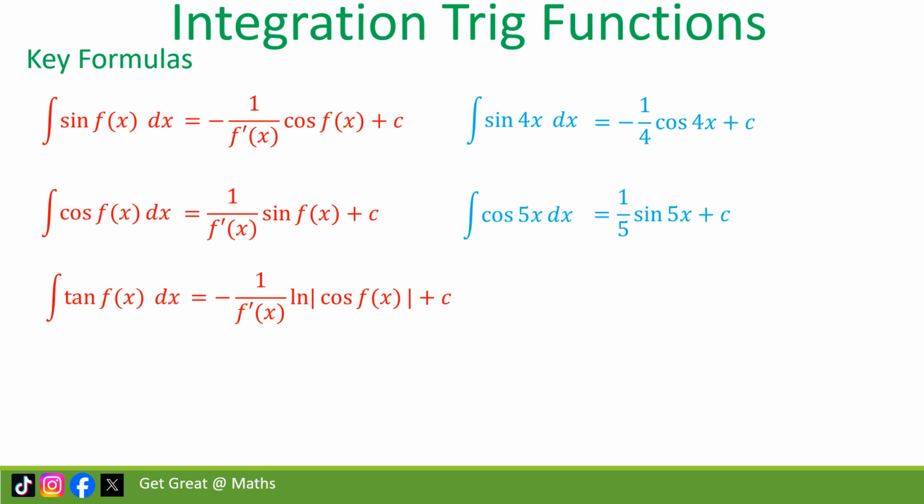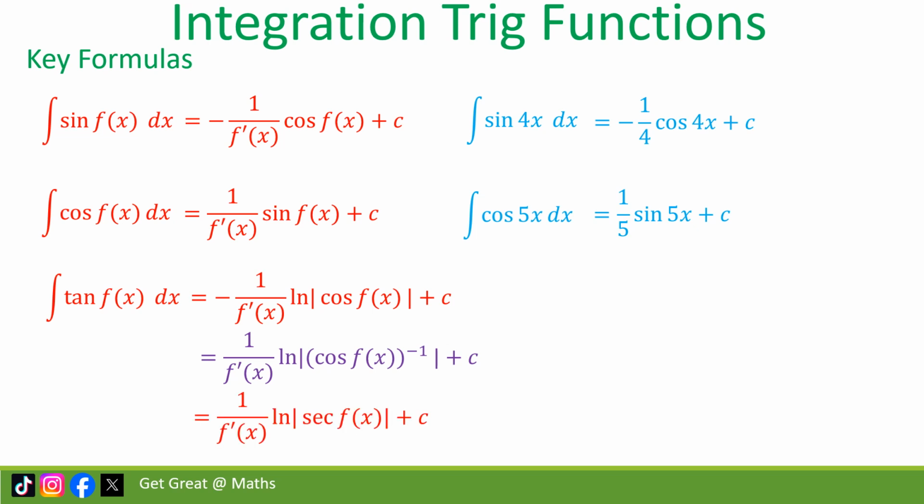Now we can write this in two different forms. So I could take that negative from the front and put it to the power. So I get ln of cos of f of x to the power of minus 1. And we know that cos of f of x to the minus 1 is the same as sec of f of x. So I get 1 over f dashed of x ln of sec of f of x plus c.